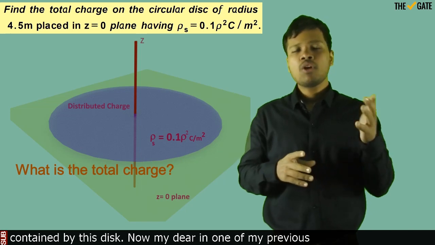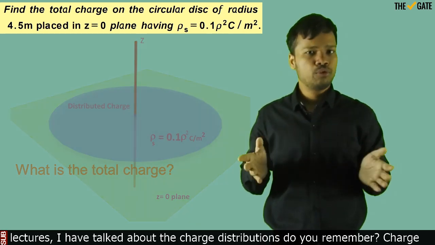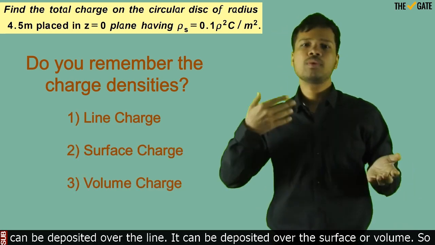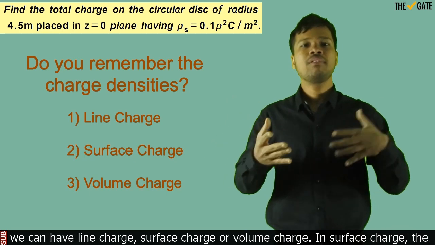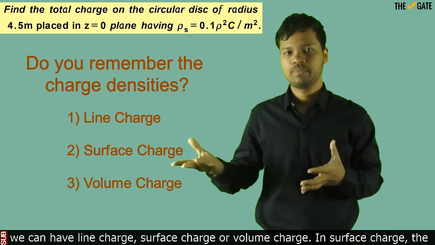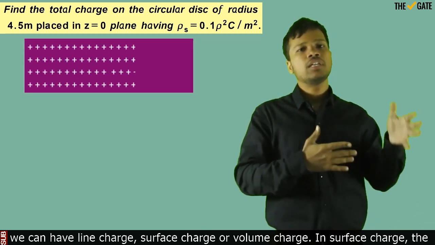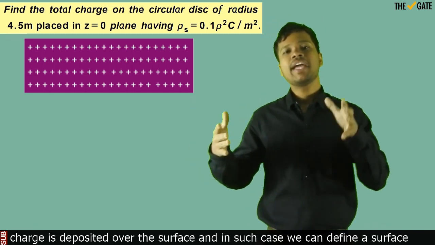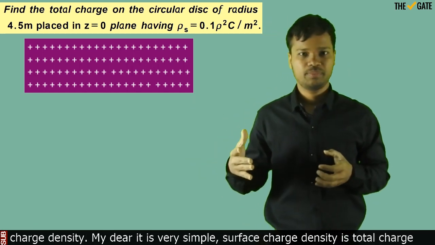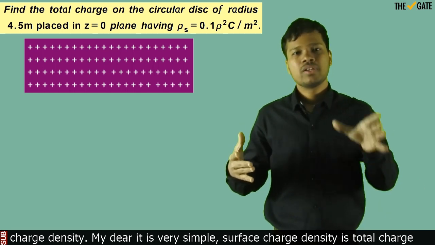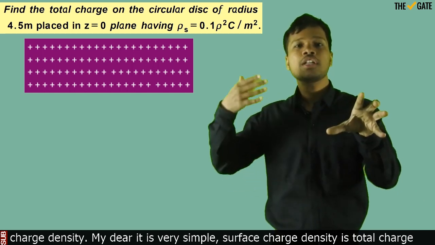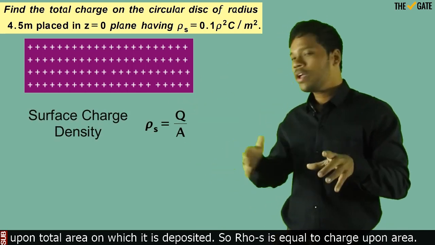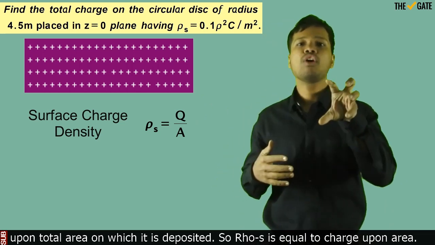Now, my dear, in one of my previous lectures, I have talked about the charge distributions. Do you remember? Charge can be deposited over a line, over a surface, or over a volume. So we can have line charge, surface charge, or volume charge. In surface charge, the charge is deposited over the surface, and in such a case, we can define a surface charge density. My dear, it is very simple. Surface charge density is total charge upon total area on which it is deposited. So rho s equal to charge upon area.